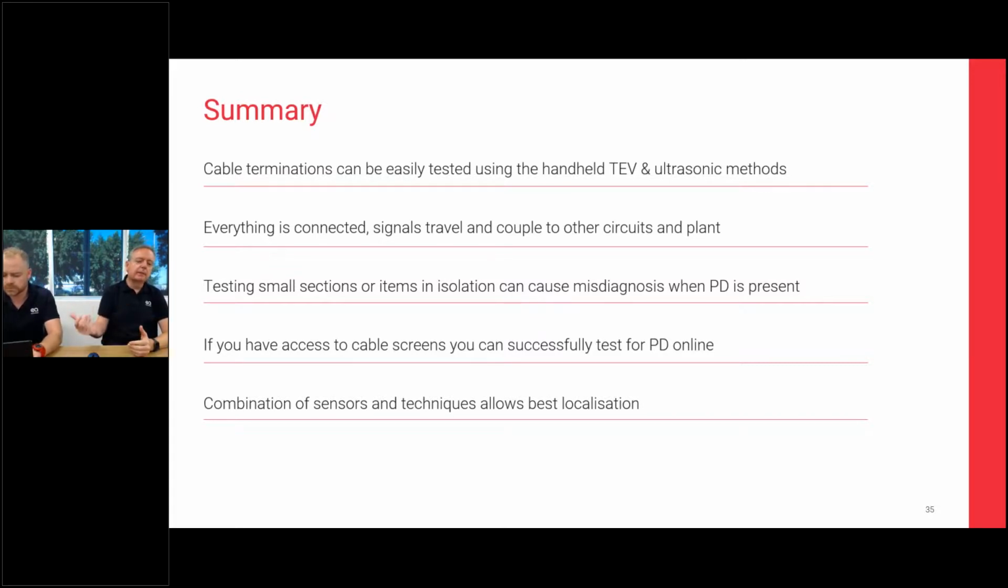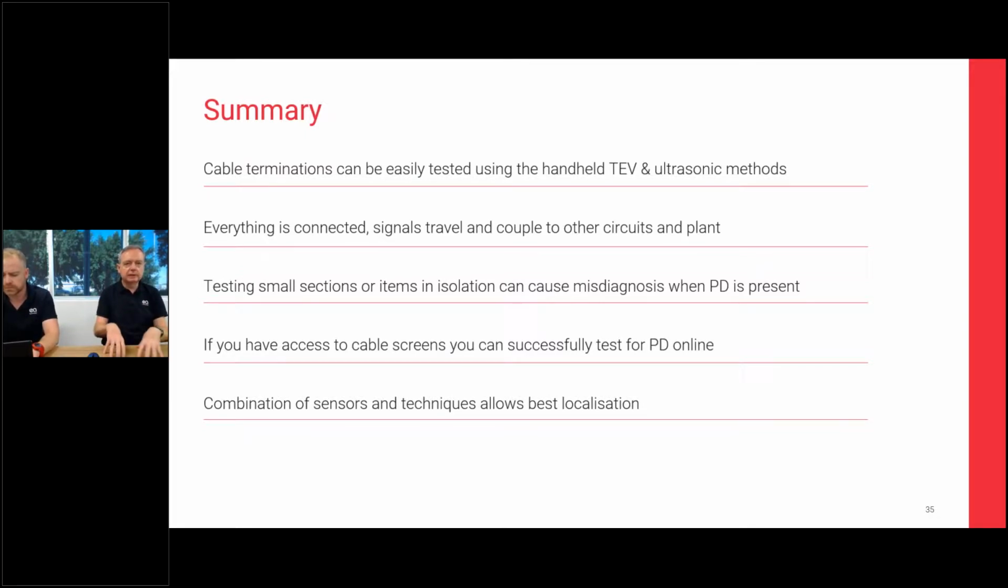You can see from the example Brad showed, we've got a 76 meter long cable. We've got discharge 20 meters up. So on one substation, we're seeing almost as much level of TEV, 34 dB, 56 meters away from the source of the discharge, as we are at the other side, seeing it 20 meters away. So signals will travel, TEV will travel. So if you haven't got access to that earth screen, at least carrying out the TEV and the ultrasonic methods will also start testing your cables to a certain extent.